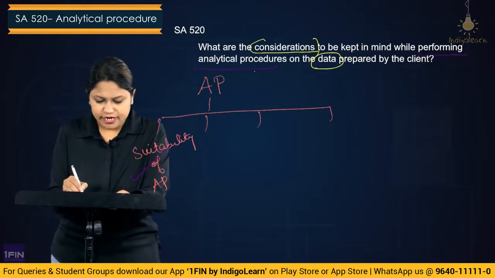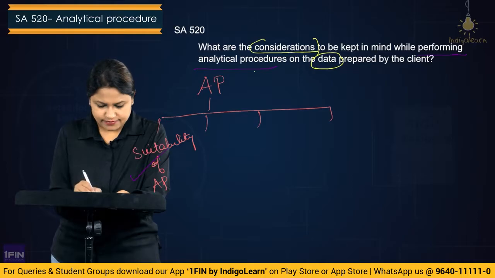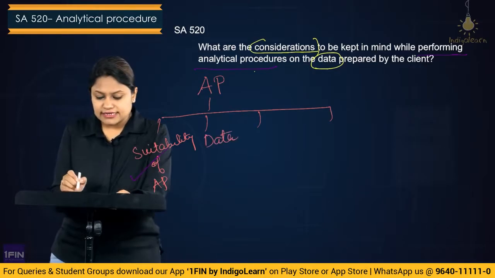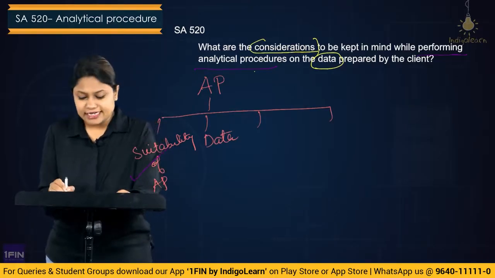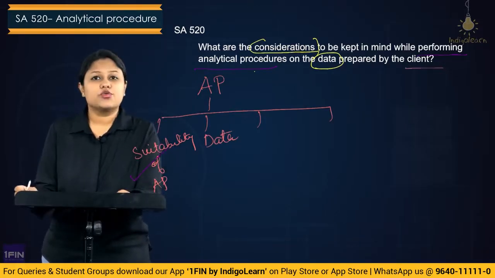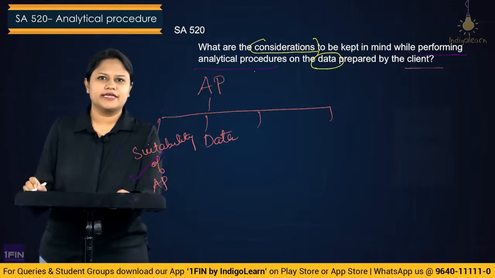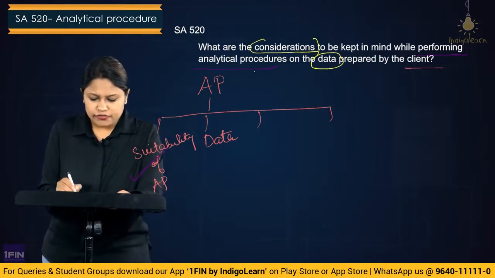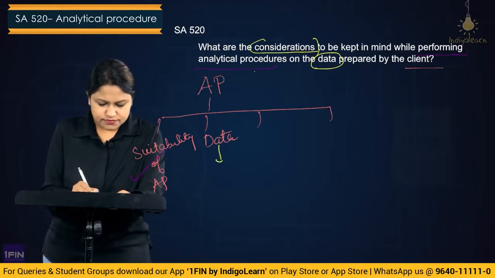Second point when you talk about is regarding data, correct? Now this question is about the data which we are using. It is prepared by the client. So what are the considerations that we keep in mind for the using of this data? Correct? Now, here we are basically talking about evaluation of this data. Evaluation of data.